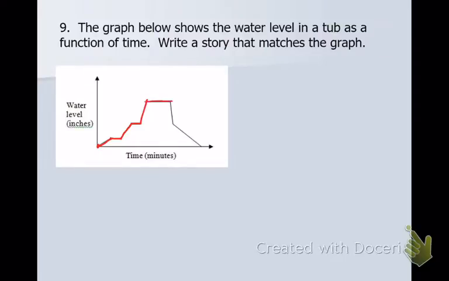Then you take your bath. Right? Then you get out. When you get out, the level's going to drop pretty quickly. And then you pull the plug in the drain, and the water all drains out. So something like that. I don't know. I mean, your story could be whatever. And there could be other reasons for the water level leveling off and increasing. But you want to talk about why it's going up or going down a lot faster some places than others. Okay?